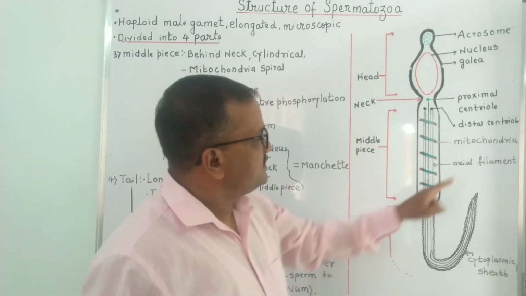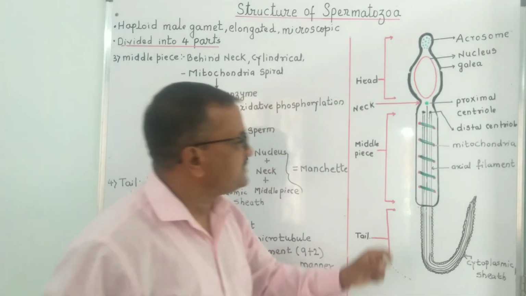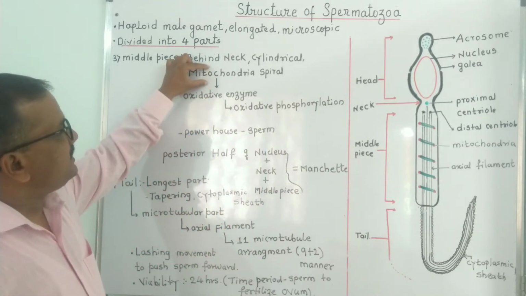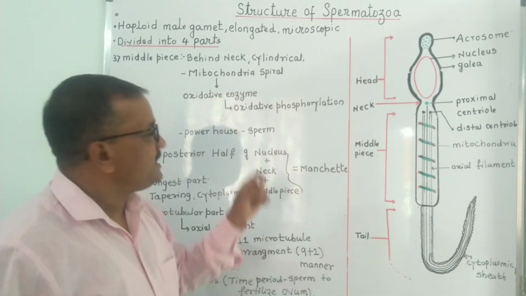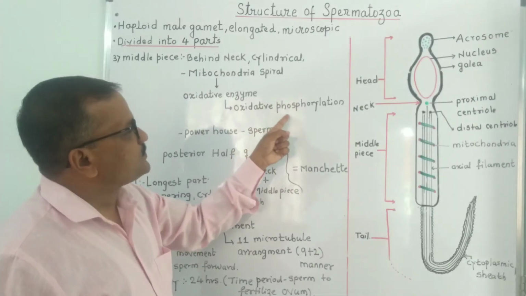mitochondria are present. So mitochondria are present spirally inside the middle piece region. These mitochondria consist of oxidative enzymes, which carry out oxidative phosphorylation.